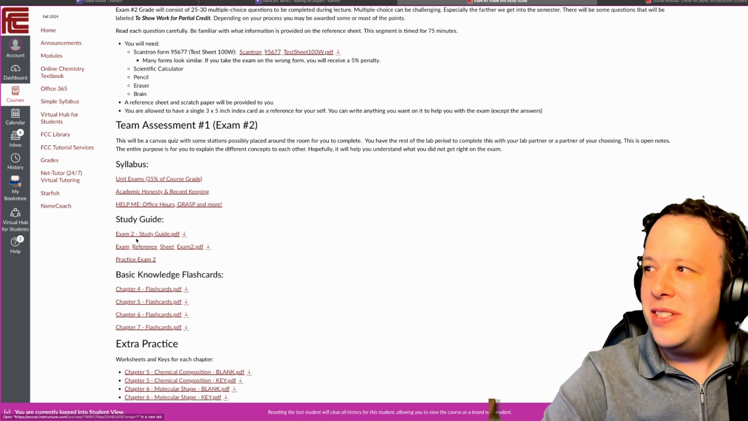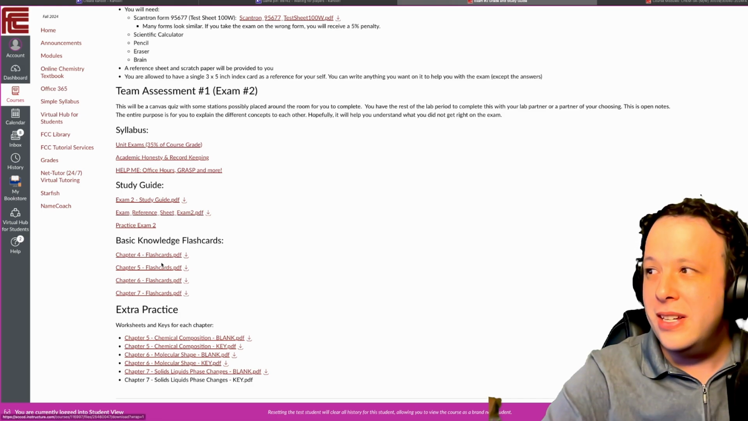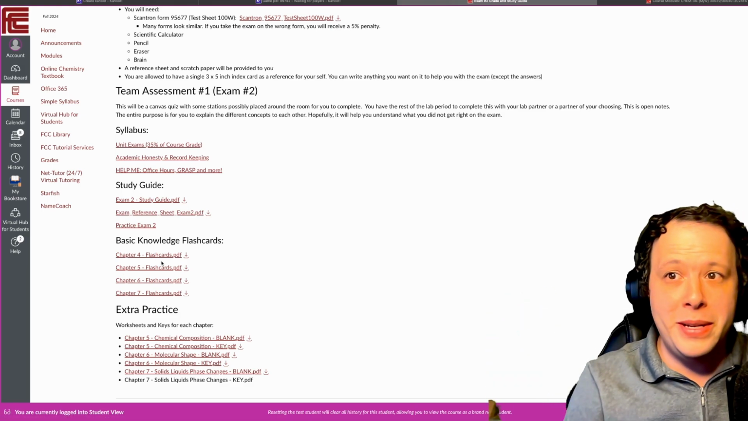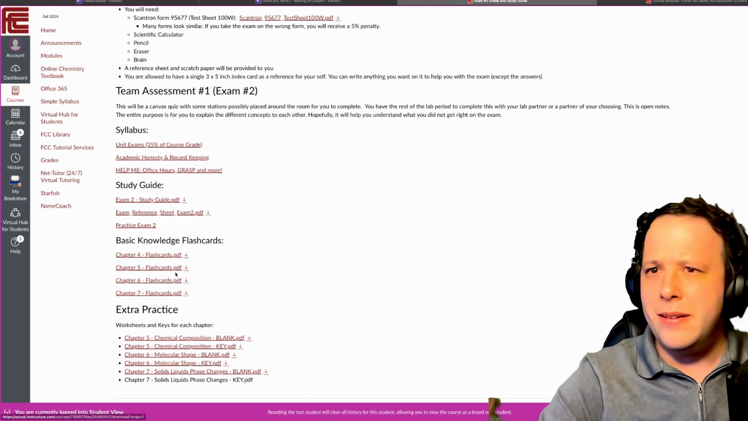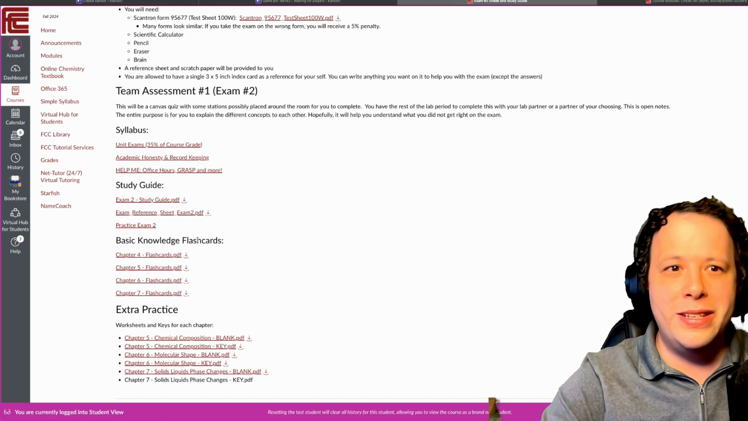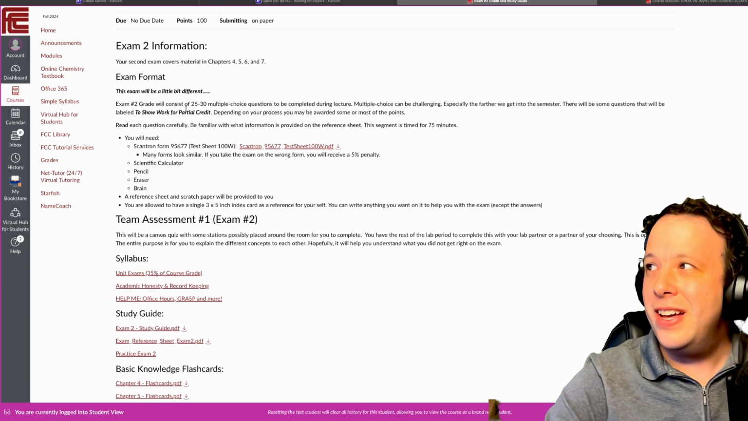Other stuff that's here too. I have the study guide here. There's a practice exam. I put flashcards up here as well. So if you don't have time to make flashcards for study terms and things like that, they're already here for you. You can print them and cut them out, or just review them if you'd like. So you have that available.